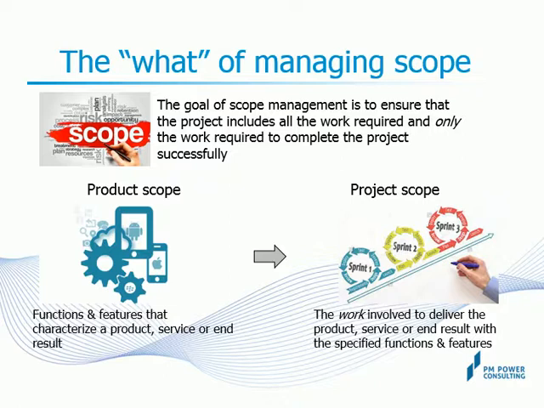Completion of product scope is measured against the product requirements, whereas project scope is measured against the project management plan, the project scope statement, and the associated work breakdown structure. We will look at some examples to illustrate product scope and project scope in the next slide.